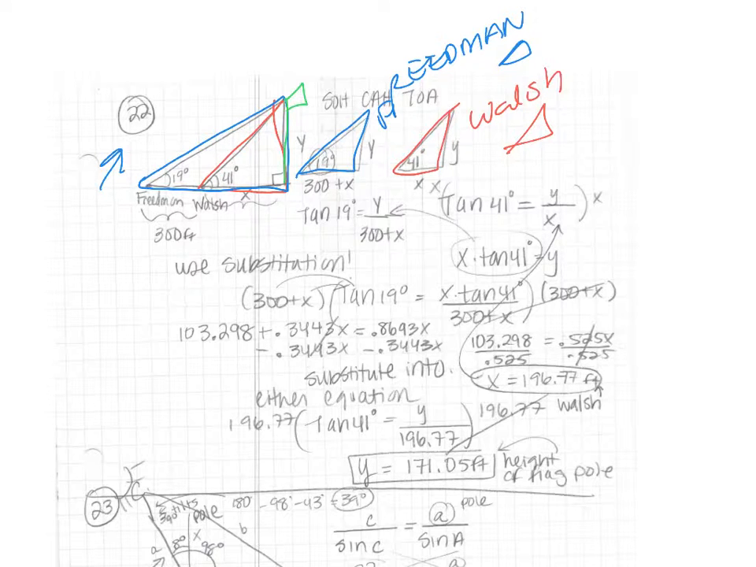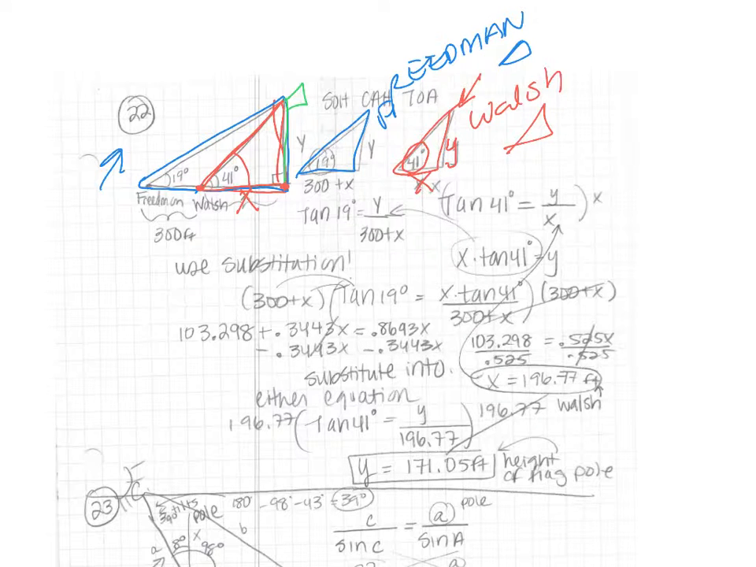So the first part says that Mr. Walsh is standing X amount away from the base of a flagpole, and his angle of elevation is 41 degrees. We don't know how far he is from the base, so that's why we said X. So this is Mr. Walsh's triangle, and we know his angle is 41, and we don't know the height of the flagpole, so we call that Y.